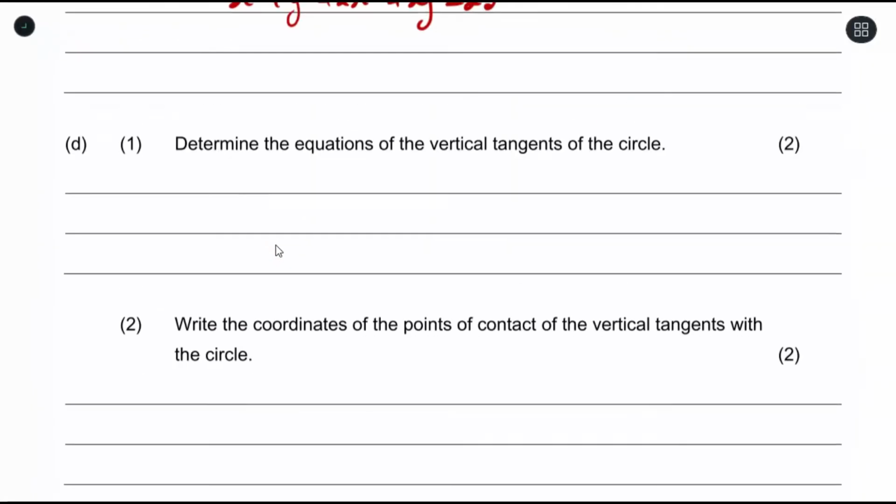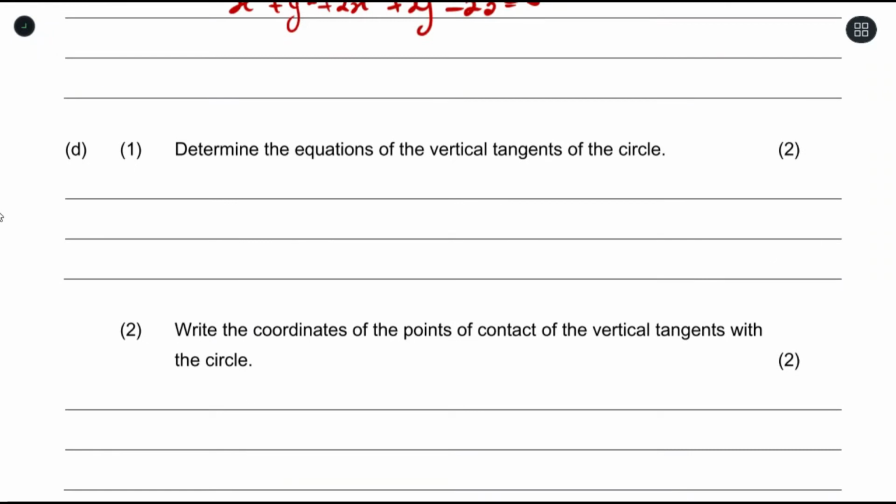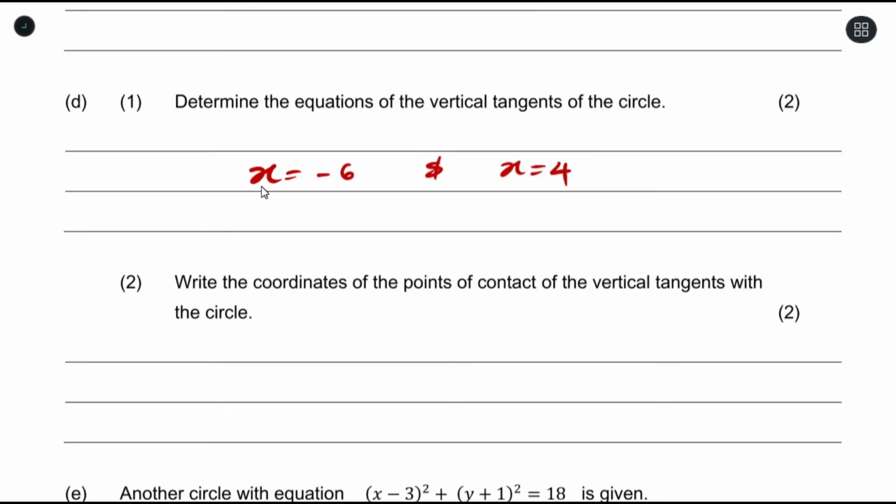So coming back here, we could say our answers for the equations of the vertical tangents are x is equal to -6, and x is equal to 4. And for the points of contact, like we said, this here will be (-6, -1), and this would also be (4, -1). Those are the answers that they wanted for this question.